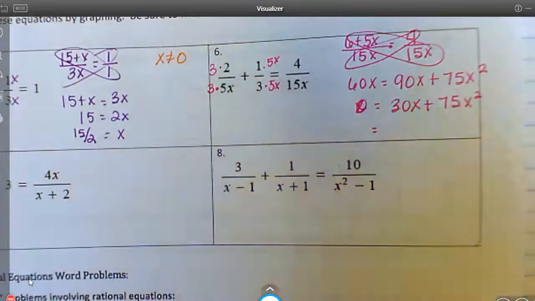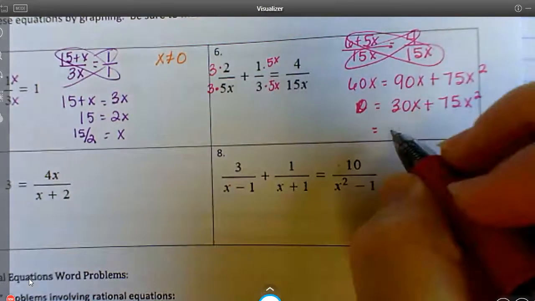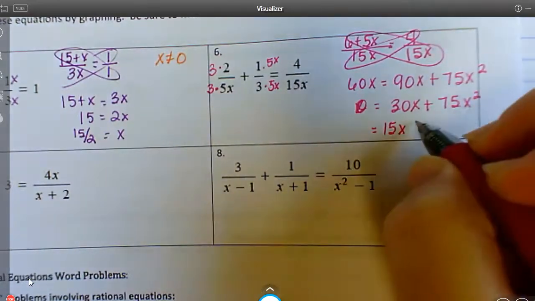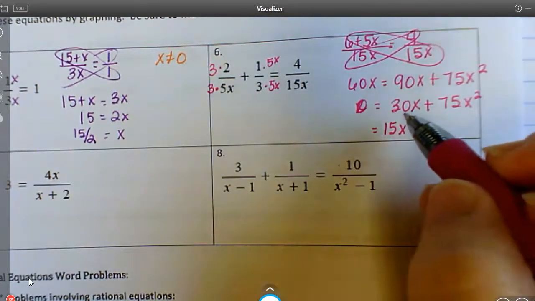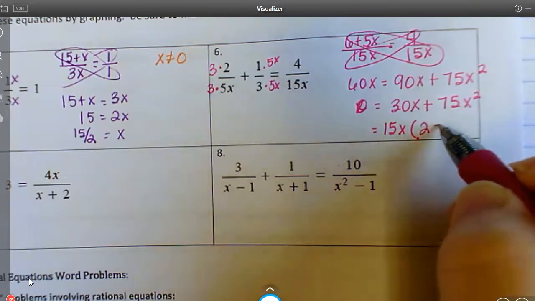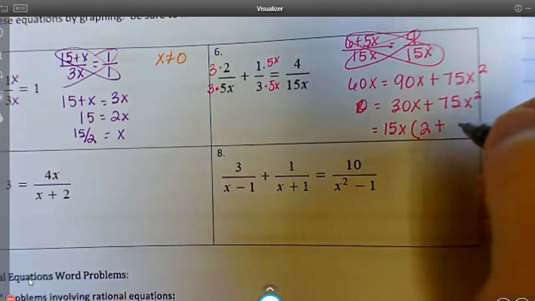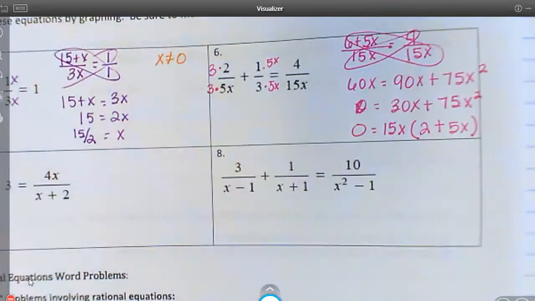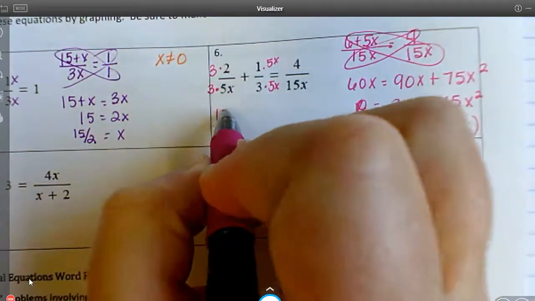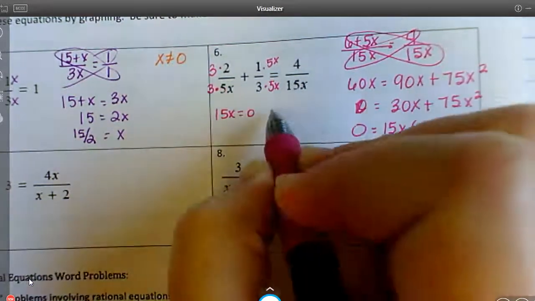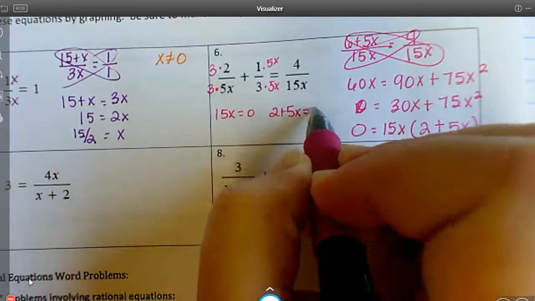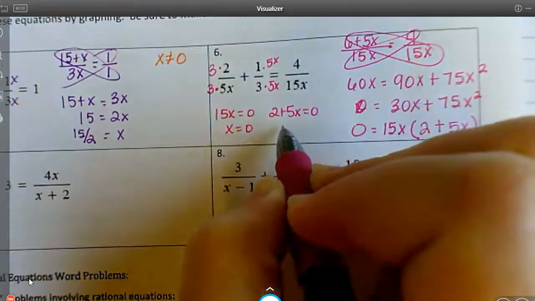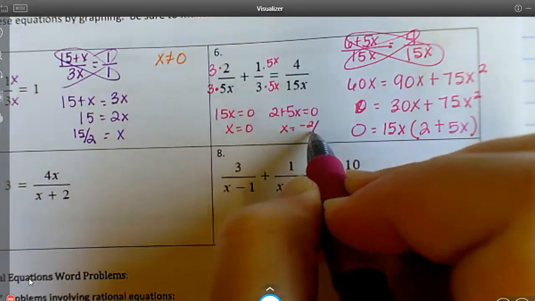And our greatest common factor is 15. I think 15 goes into it, and then also an x. You're left with 2 plus 5x. After you factor it, then you set each part equal to 0 to solve. So you get 15x equals 0, 2 plus 5x equals 0. This gives me x equals 0. This gives me x equals negative 2/5.